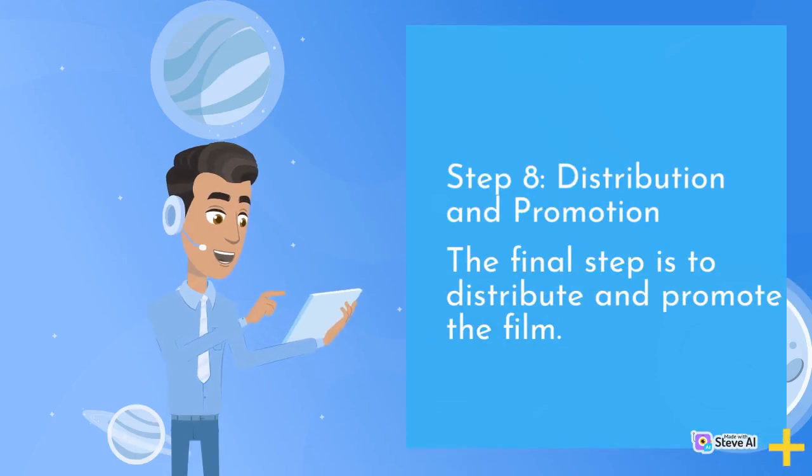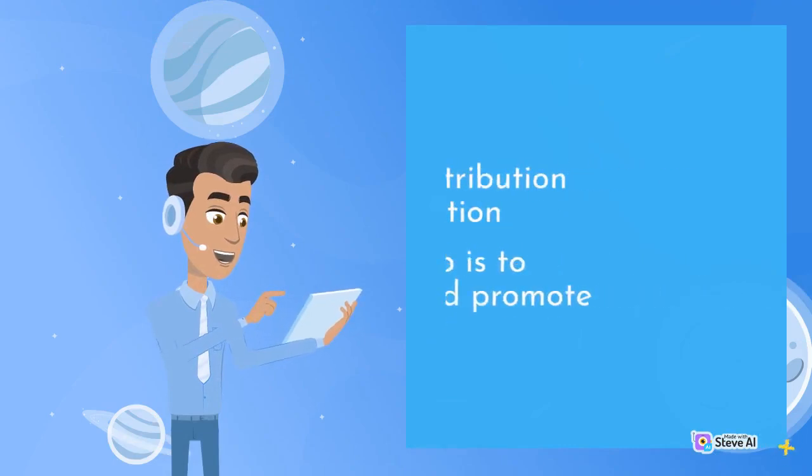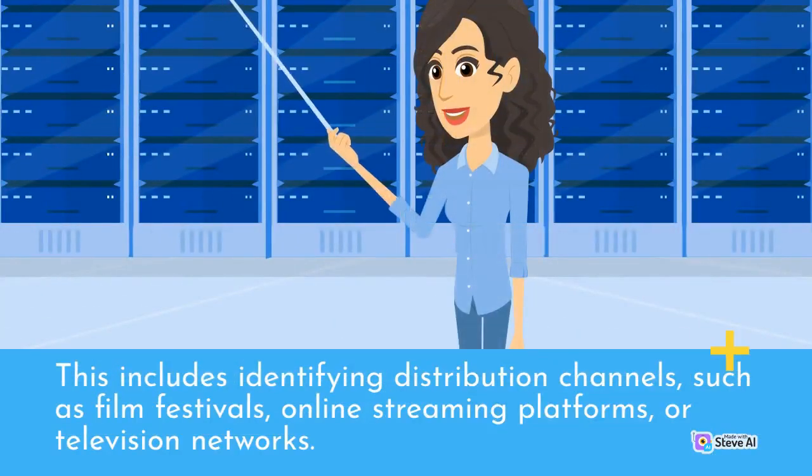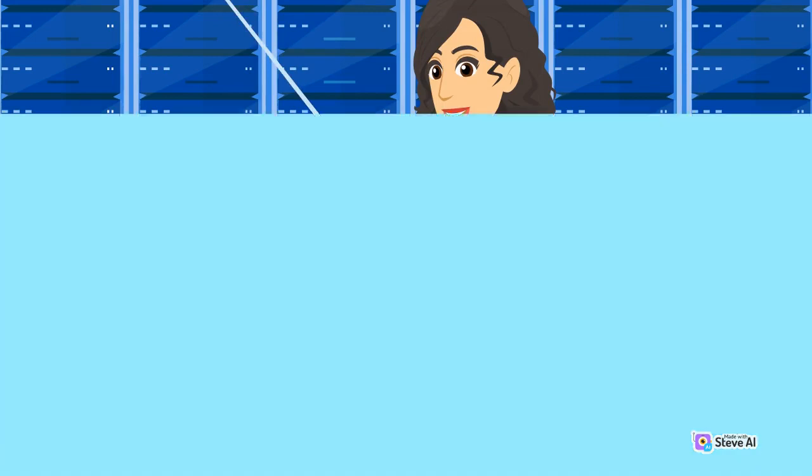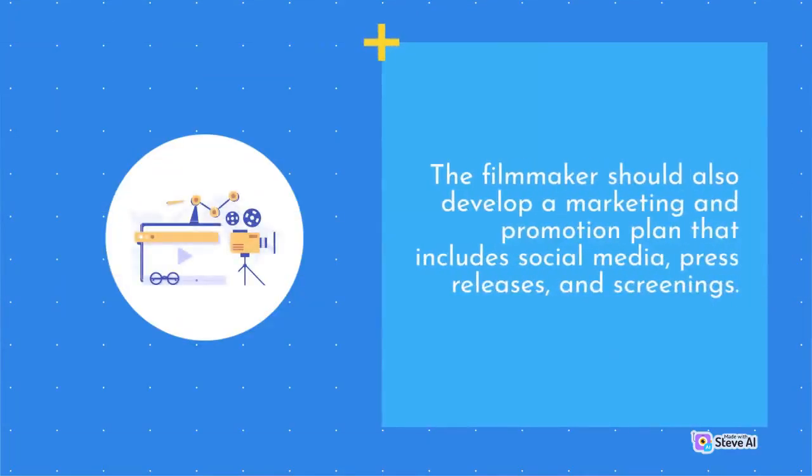Step 8. Distribution and promotion. The final step is to distribute and promote the film. This includes identifying distribution channels, such as film festivals, online streaming platforms, or television networks. The filmmaker should also develop a marketing and promotion plan that includes social media, press releases, and screenings.